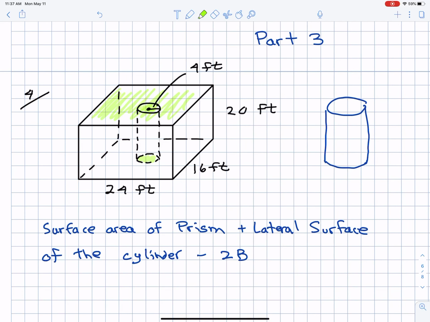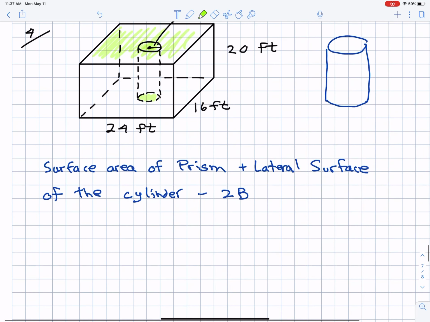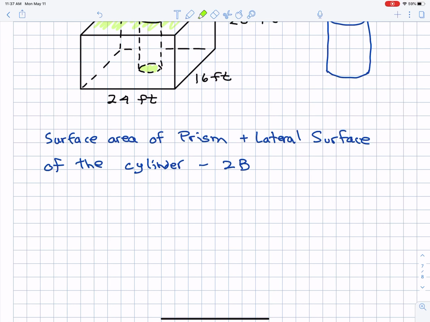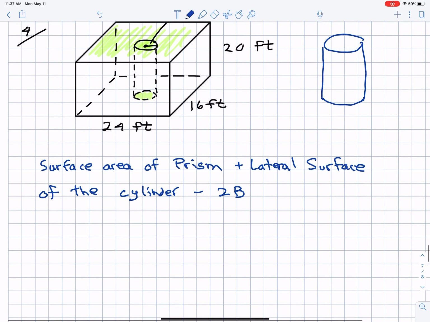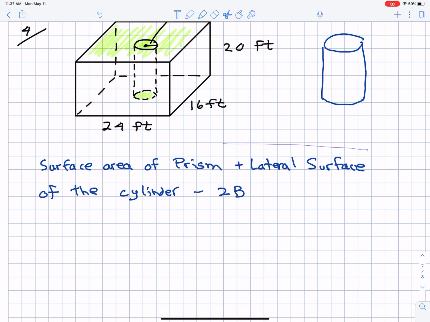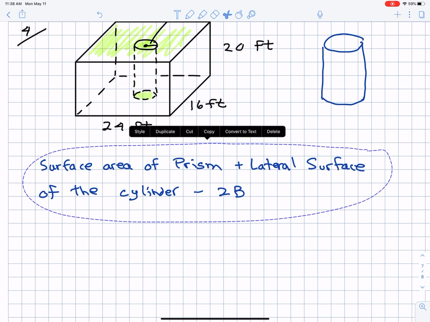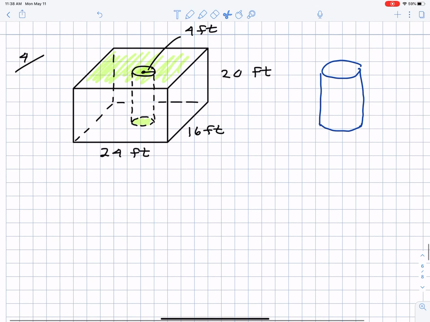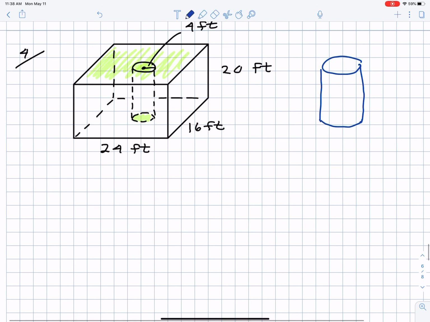So let's go through and actually do the math. Let's start with the prism. Okay, actually, I'm going to remove this right here just so I have some room to continue looking at my diagram. Okay, so let's start with the prism.